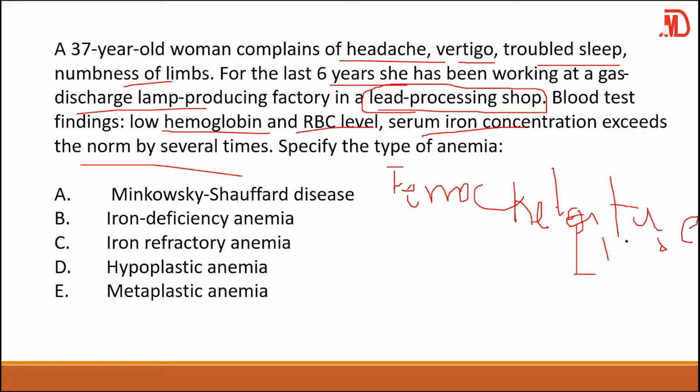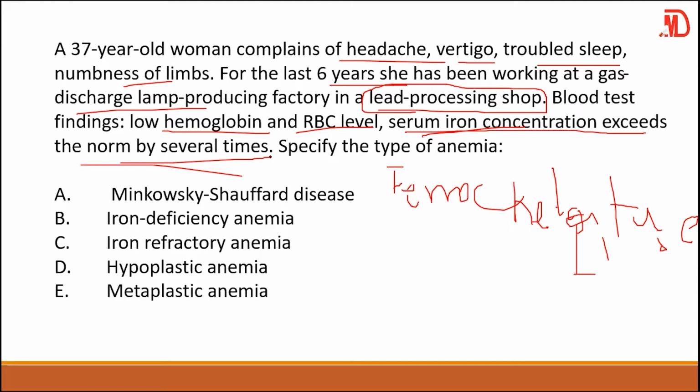So this is different from iron deficiency anemia. In iron deficiency anemia, of course, there is also low hemoglobin, but the pathogenesis is different, and you might see the person not eating properly. Over here, the problem is not that iron is not there. Look at it, it says serum iron concentration exceeds the norm. That's to tell you that iron is there. Iron is not the problem. Iron is there, but it is not being utilized, and we call it iron refractory anemia.